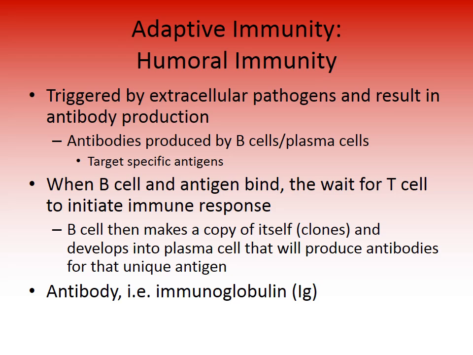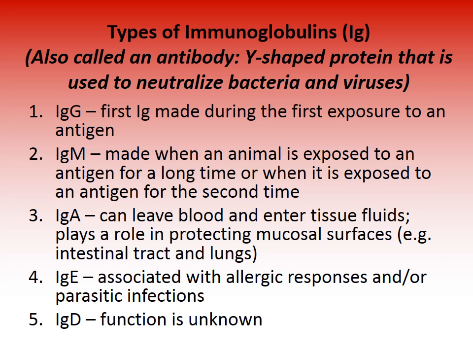And another word for antibody is an immunoglobulin. We talk about immunoglobulins a lot in immunology, and immunoglobulin is just a fancy word for antibody. There are different types of immunoglobulins, and keep in mind these are antibodies. They're Y-shaped proteins that are used to neutralize bacteria and viruses. That's what an antibody is.